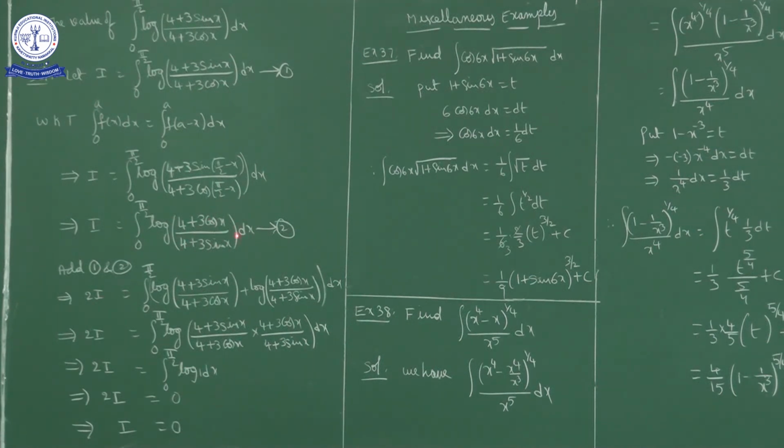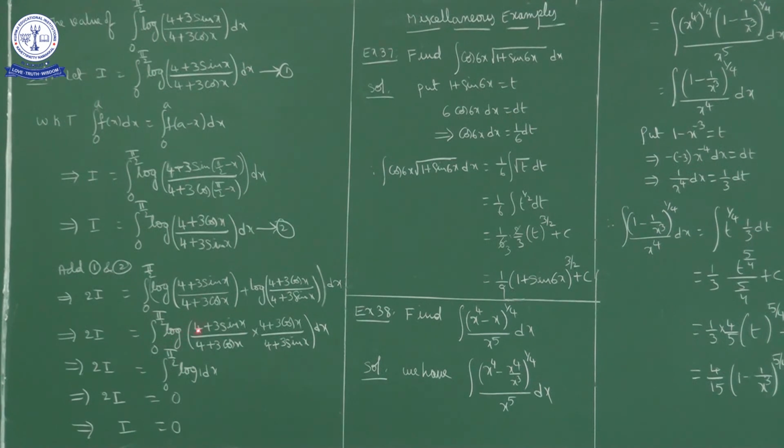Okay, adding 1 and 2, we have 2I is equal to integral 0 to pi by 2 log of (4 plus 3 sin x) upon (4 plus 3 cos x) plus log of (4 plus 3 cos x) upon (4 plus 3 sin x) dx. Okay, log a plus log b. Log a plus log b is how much? Log ab.